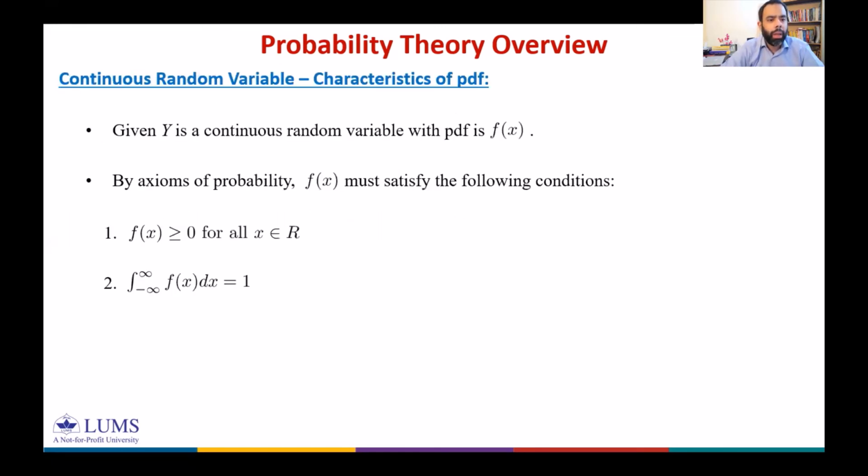Okay. So some of the characteristics of PDF simply follow from the axioms of probability. Obviously, we require PDF to be greater than or equal to 0. And when you integrate PDF from -infinity to infinity over the whole real line, since the sample space is a sure event, this should turn out to be 1.